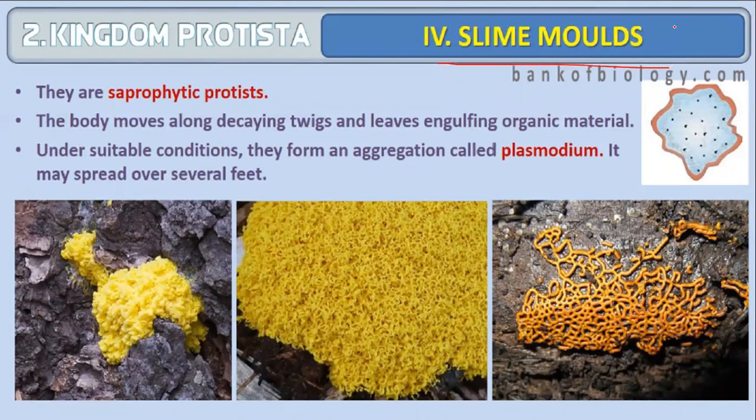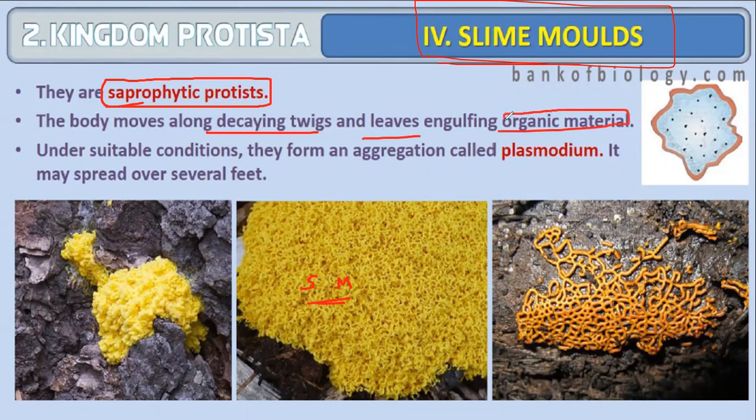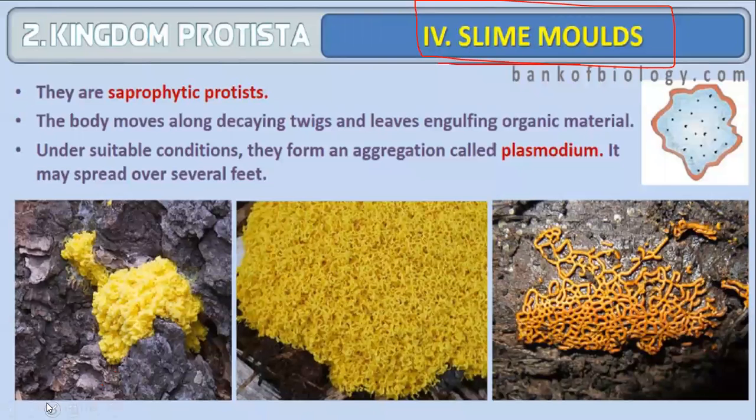Last, we have the slime moulds. Slime moulds are saprophytic protists. The body moves along decayed twigs and leaves, engulfing the organic matter. Under suitable conditions, they form an aggregation known as plasmodium, which may spread over several feet. Is it clear? During favorable conditions, they form aggregates known as plasmodium.